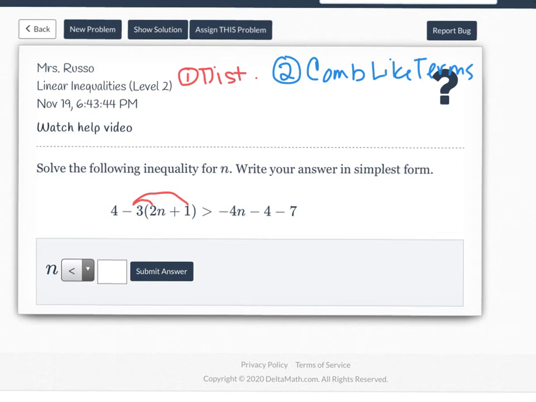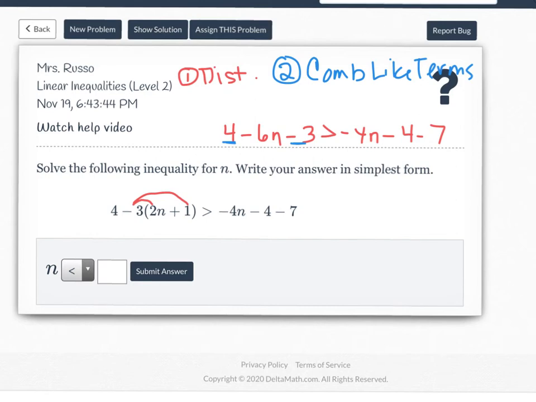So on the left side, my like terms are this 4 and that minus 3. 4 minus 3 would give me 1 minus 6n is greater than minus 4n, which doesn't have a like term on the right, and minus 4 minus 7 is minus 11. So I've simplified this inequality quite a bit by distributing and combining like terms. I'm down to just these 4 steps.